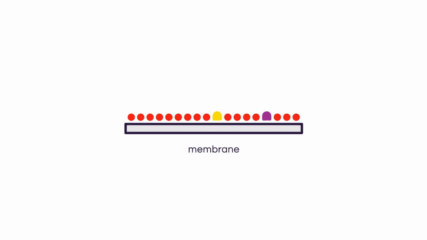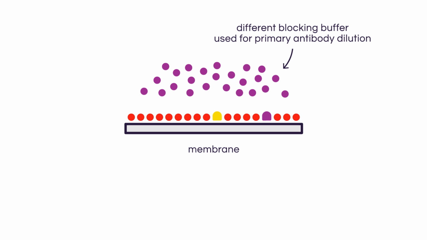So if you use a different solution to prepare your primary antibody, the equilibrium between the bound blocking agent and unbound blocking agent in the solution is lost. So the bound agent will become detached from the membrane, and there are now open spots on that membrane. Well, these new open spots can then become occupied by your primary or secondary antibody. This will lead to an increase in background.